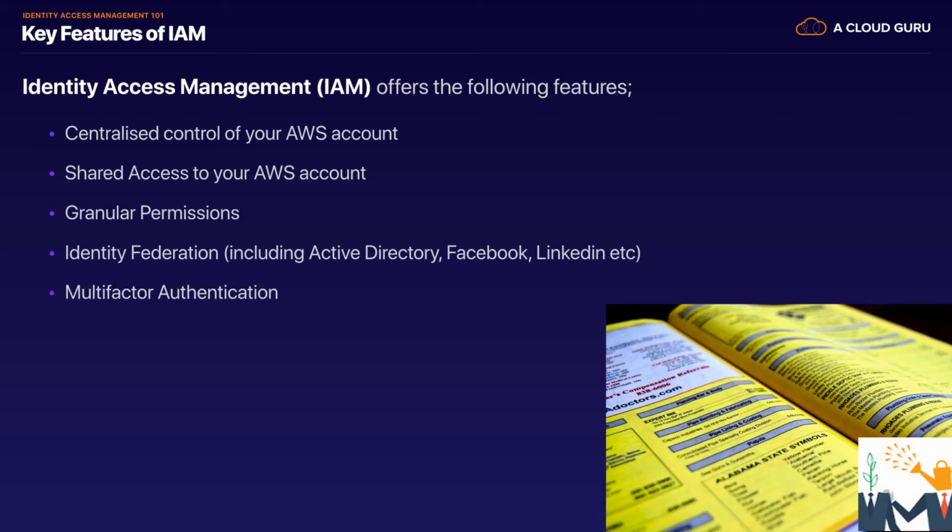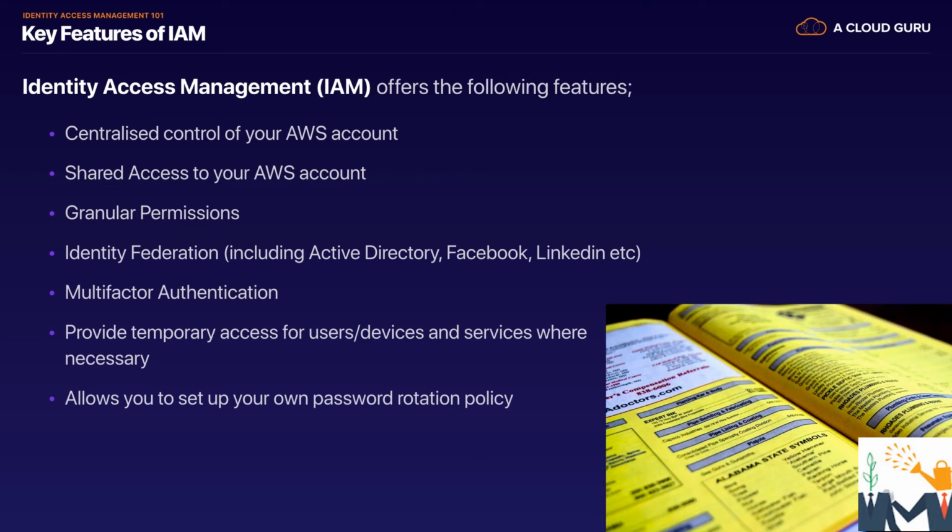IAM also gives you multi-factor authentication. This means that when you're logging in to the AWS Management Console, you need a username, a password, and then a special code in order to log in. And then it also provides temporary access for users or devices and services where necessary. A good example of that, again, is if someone's using a mobile phone app and they're storing data in your AWS account, you only want them to be able to do that when they're using the app itself. So it's temporary access.